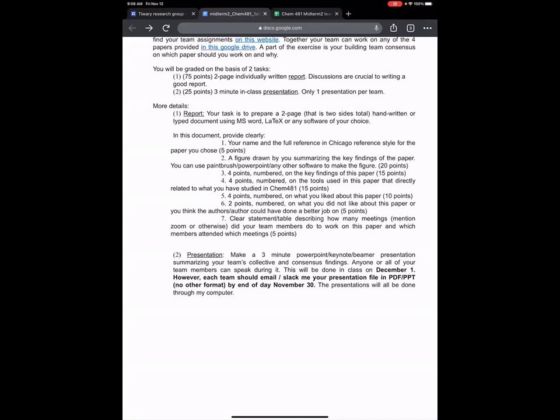In every report, you should have a statement. How many meetings did you do to discuss the paper? Which members attended which meetings? So this is like an honor code. You have to account for if one member was not attending every meeting, any meeting at all. I will see this, and this will lead me to deduct points.